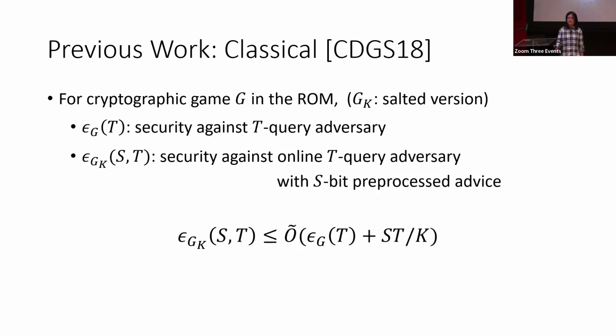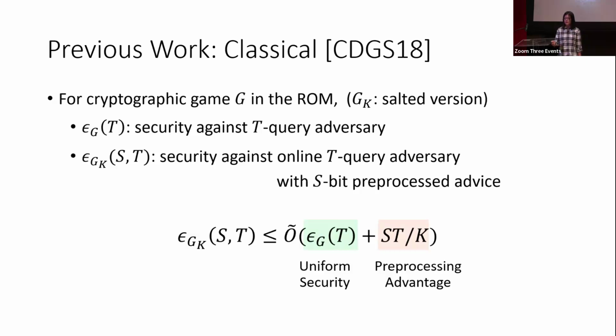In their work, they gave an upper bound for this non-uniform security, which is upper bounded by this epsilon_G(T) plus ST over K. The first term is for the uniform security, and the second term is for the preprocessing advantage. In the context of collision finding, the uniform security is T squared over N, which is achieved by the birthday attack. And this preprocessing advantage upper bound shows that an S-bit advice might give an advantage no larger than ST over K. This will decrease exponentially when the number of bits of the salt increases.